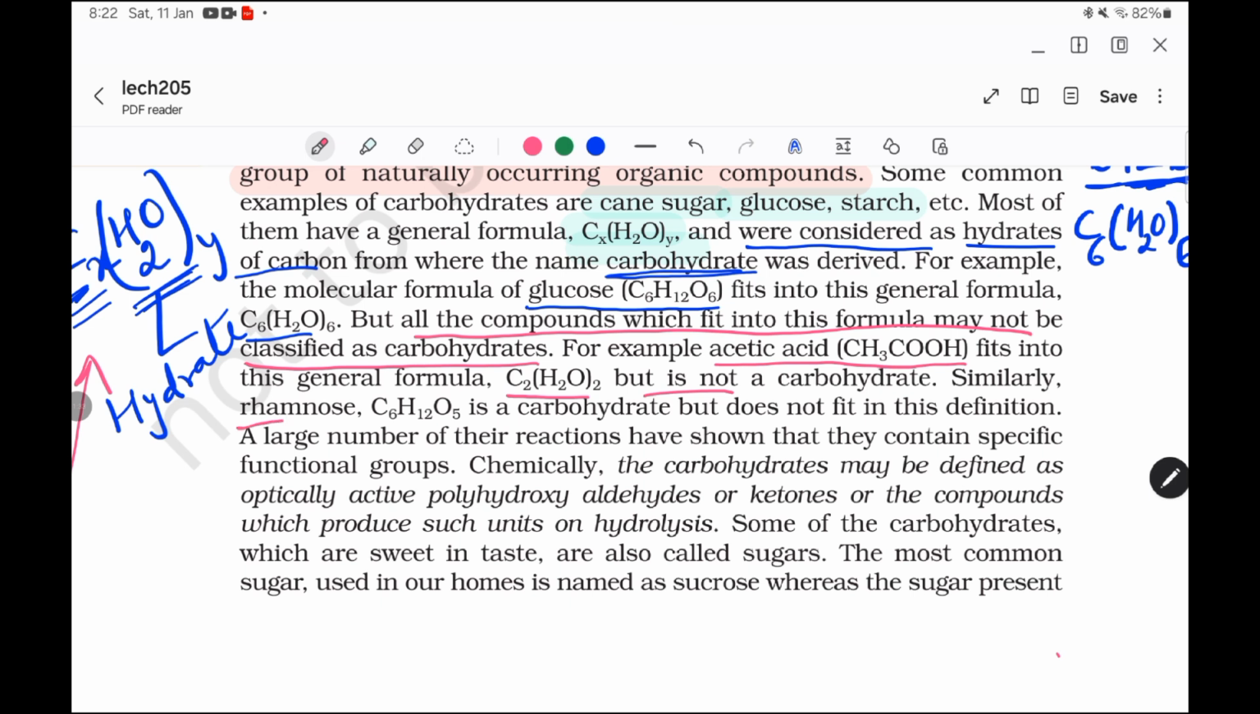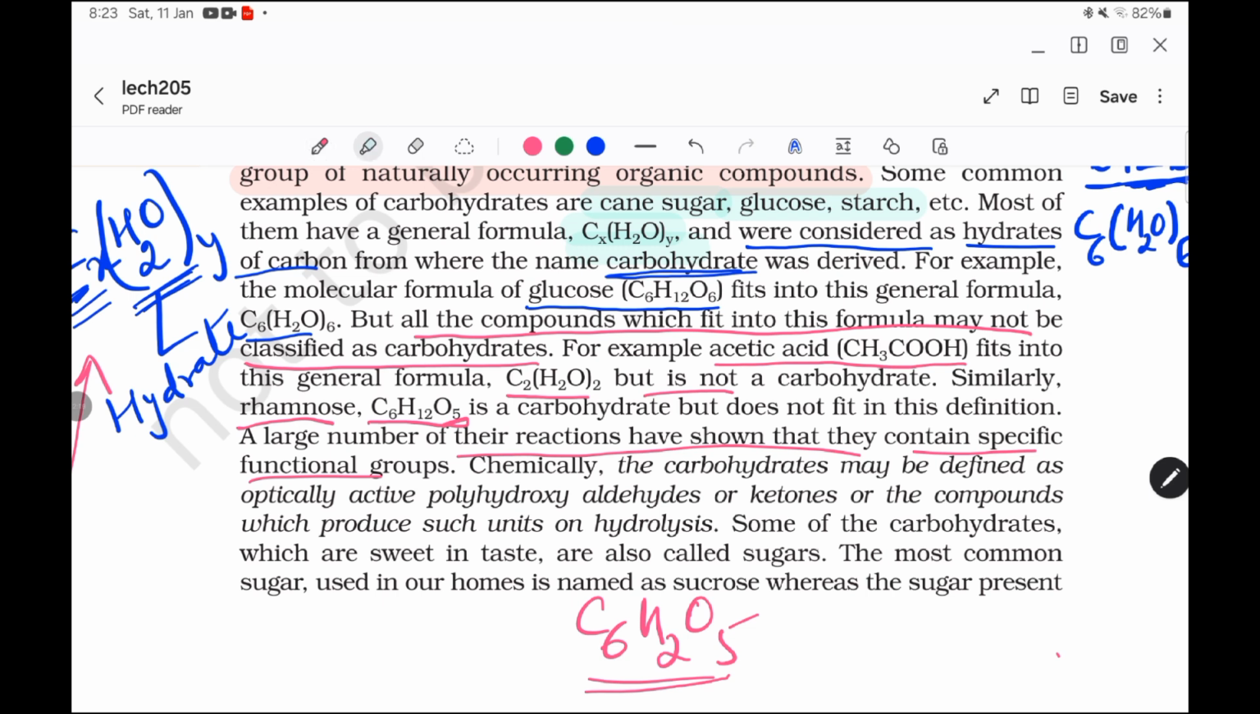Similarly, rhamnose is a carbohydrate. Its formula is just like glucose, except for the last oxygen you have O5. So C6H12O5 is not going to fit in that formula Cx(H2O)y. So we can say that there are certain carbohydrates which are not fitting into that definition, and certain non-carbohydrates which are fitting into that definition. So this is not a very good definition. A large number of reactions have shown that they contain specific functional groups.